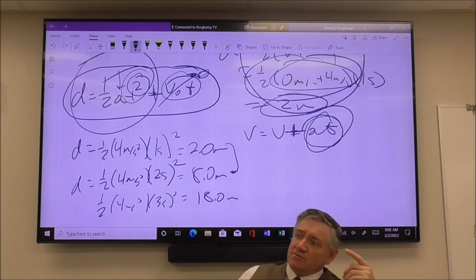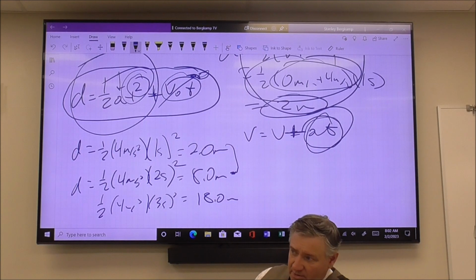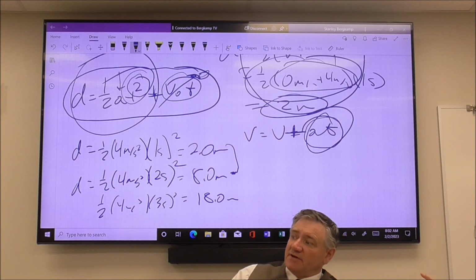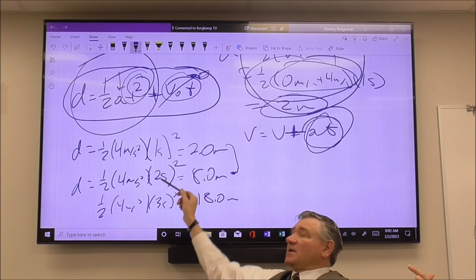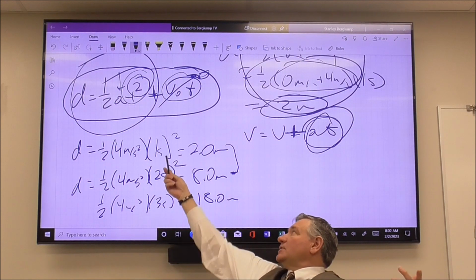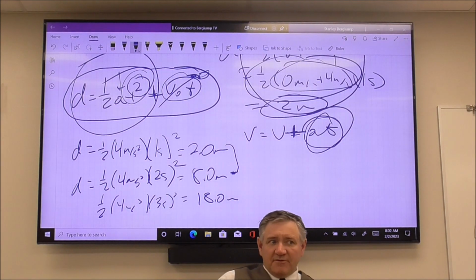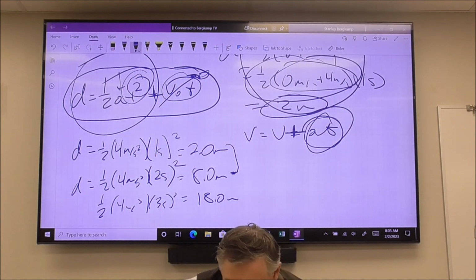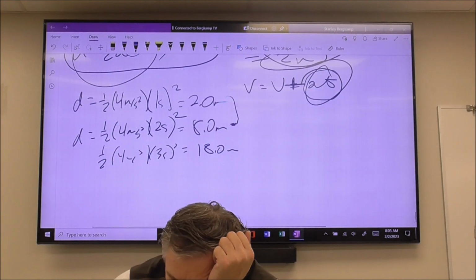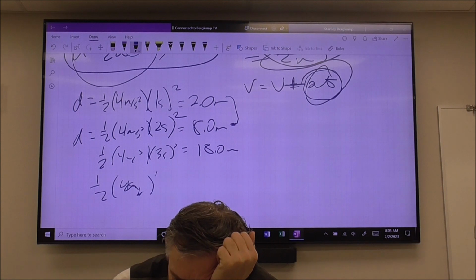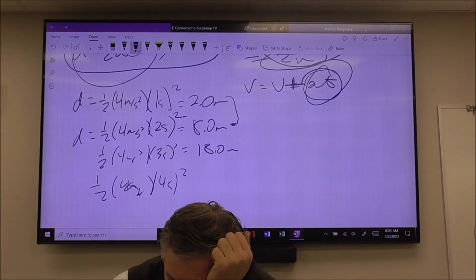So whenever you make changes to something that's squared, small changes make a big difference because that value is squared. Generally you talk about doubling something. I doubled the time, distance is going to go up by a factor of 4. I triple my time, my distance is going to go up by a factor of 9. Okay? So focus on something that's going to be squared. Now, if you go to the 4-second mark, 4 meters per second squared times 16, half of that, 32 meters.